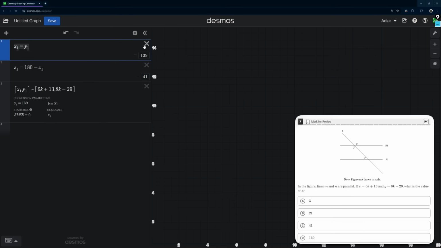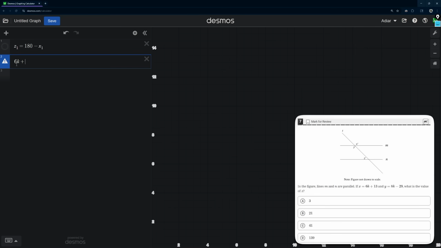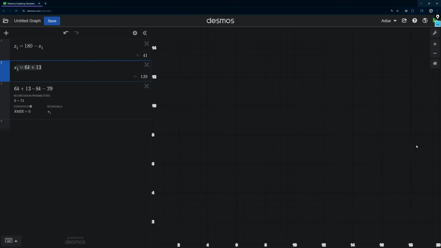So first of all, we could take out this x equals y, and we could just say that 6k plus 13 is equal to 8k minus 29. And we could say that x1 is equal to 6k plus 13. And then we get the same answer with a little bit less annoying work. But it's really whatever you prefer. The first way is a little bit longer, but we're only typing in exactly what we're given in the problem. This one, we're doing a little bit of rearranging ourselves just to shorten how much we have to type. So it's up to you.